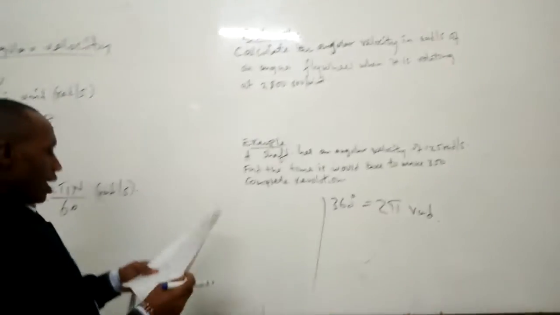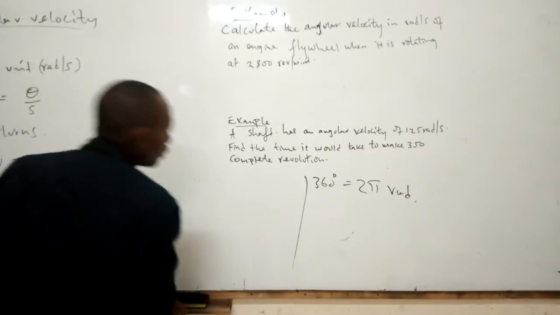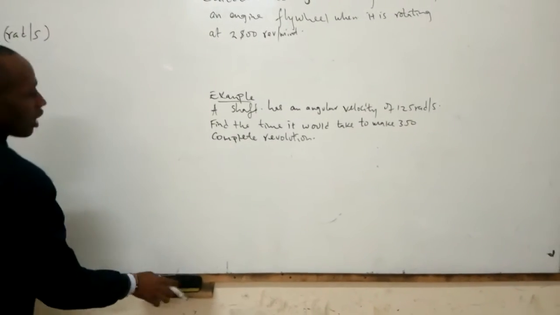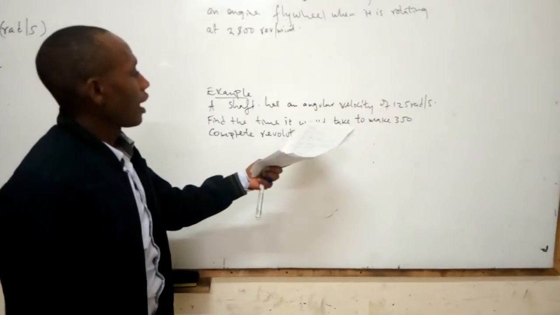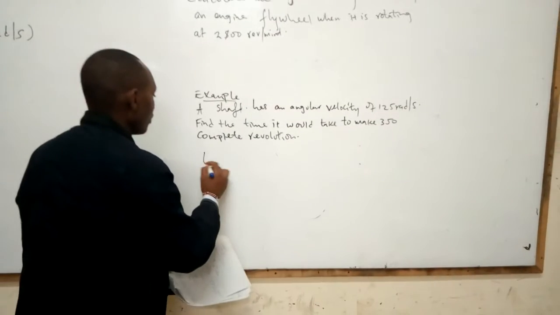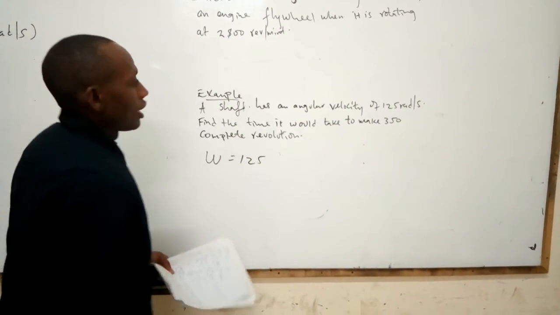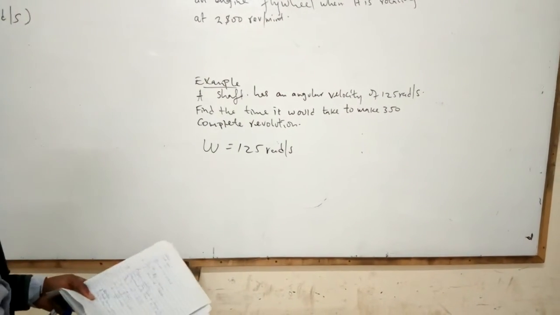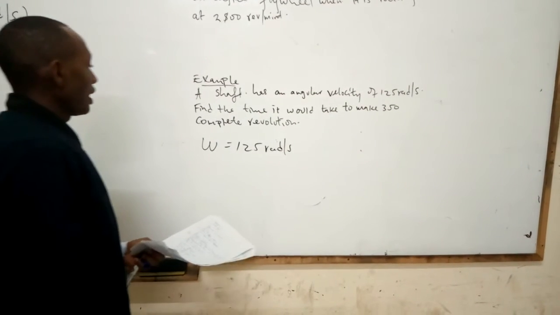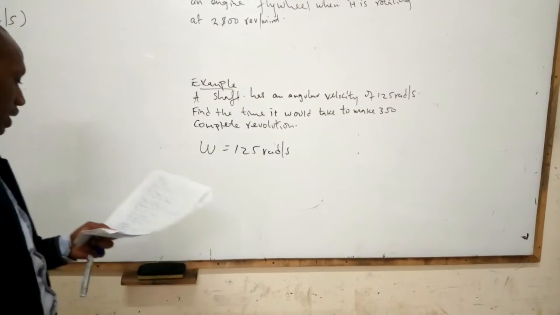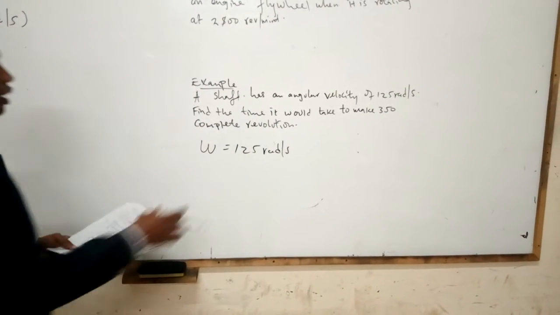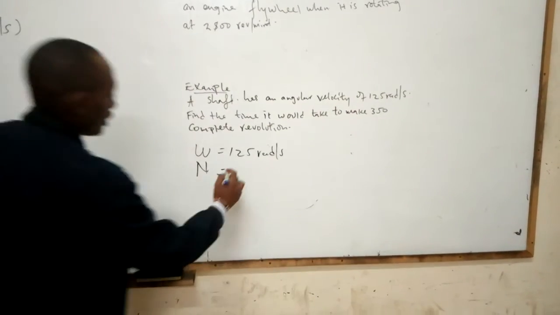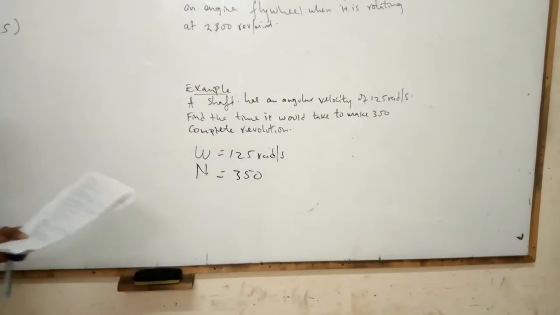Now, we have an example here. You are told a shaft has an angular velocity of 125 radians per second. Find the time it will take to make 350 complete revolutions. We are given omega, and we are given n, the number of turns, 350.